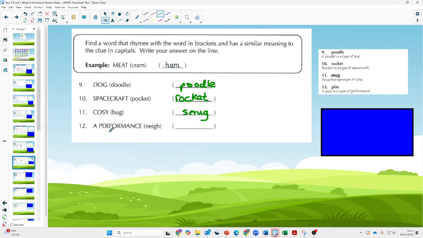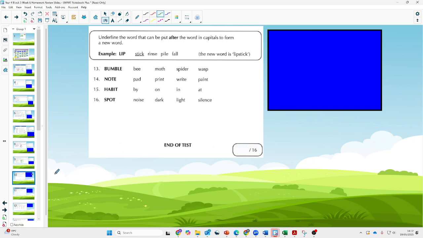And then number 12, we've got a performance, and it rhymes with neigh, and of course that is play. So well done if you managed to get all 4 of those. And moving on to the last set.